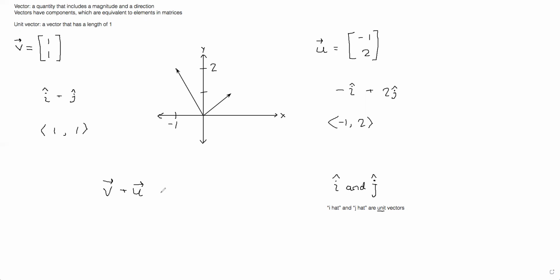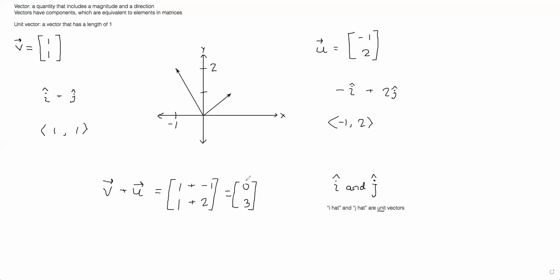We're going to add vector u and vector v together to get a sum. So we're going to add everything component by component. We have 1 plus -1 for our first component, and then we have 1 plus 2 for our second component. First component on top, second component on bottom. So when we add these together, we get 0 for the top, and then 3 on the bottom.